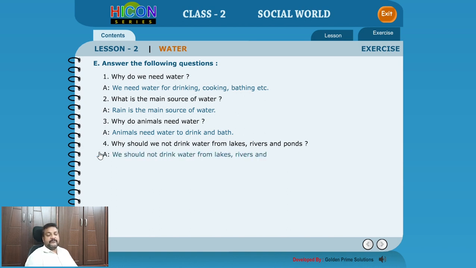We should not drink water from lakes, rivers and ponds as they are polluted. Okay, we have discussed it in the class now. The open sources like rivers, ponds and lakes will have bacteria which may cause diseases. So they are polluted. So we should not drink water from lakes, rivers and ponds.